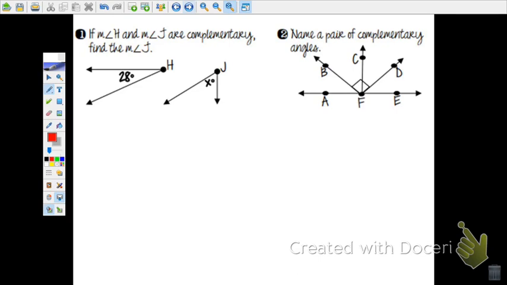So number 1 says if the measure of angle H and the measure of angle J are complementary, find the measure of angle J. So if I know angle H is 28, how much is angle J?